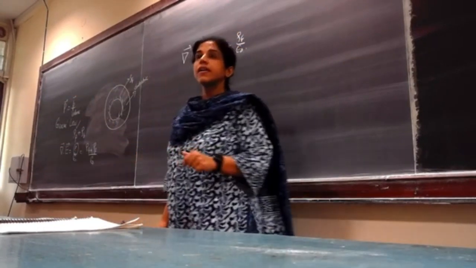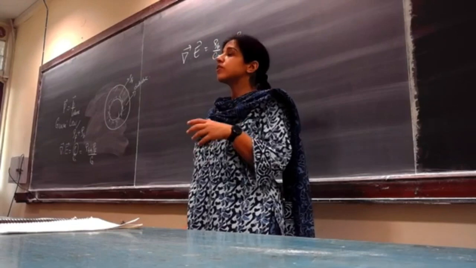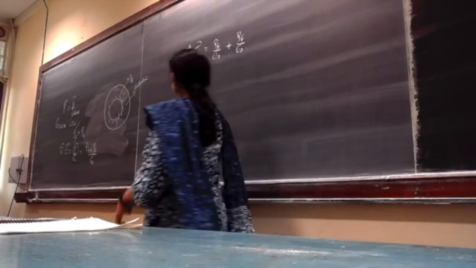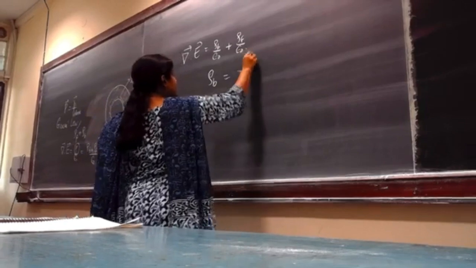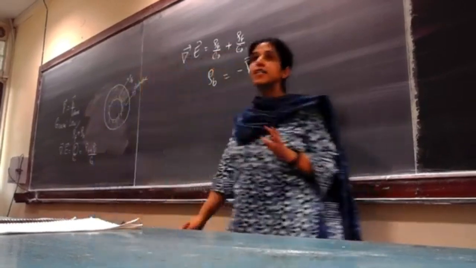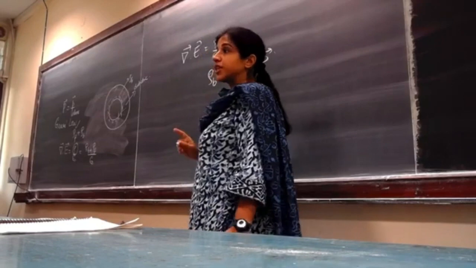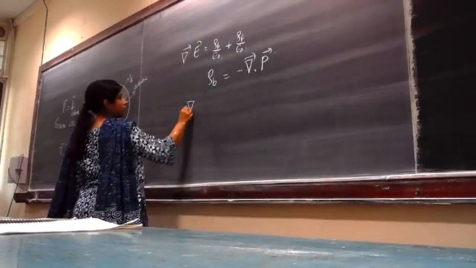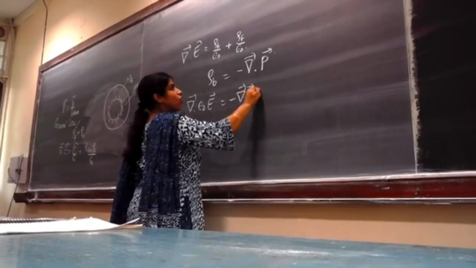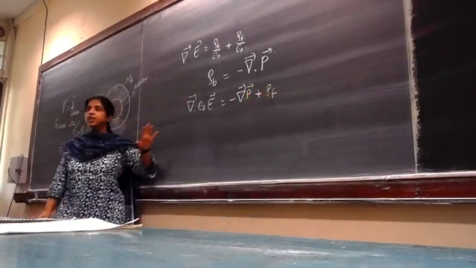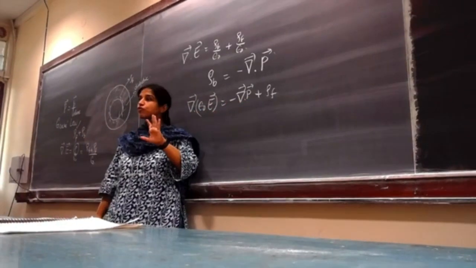But then, if you remember when we were talking about the physical interpretation of bound volume charge density and bound surface charge density, in the last class we saw that I can write rho b as nothing but minus del dot P, where P is my polarization vector, dipole moment per unit volume. I substitute it here. But before I substitute it, I take the epsilon naught on the other side. So now my equation reads del dot epsilon naught times E equal to minus del dot P plus rho f. I've just substituted for rho b.